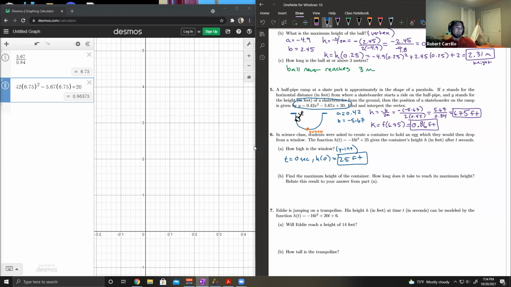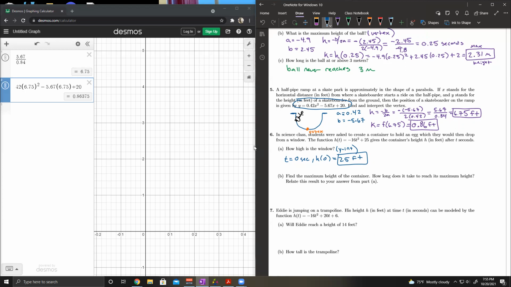And then B, find the maximum height of the container. How long does it take to reach its maximum height? So that means you are looking for the vertex. But do we have to look for the vertex? Because we are dropping the egg out of a window. So what is the actual maximum height of this egg crate? It's 25 feet, right?